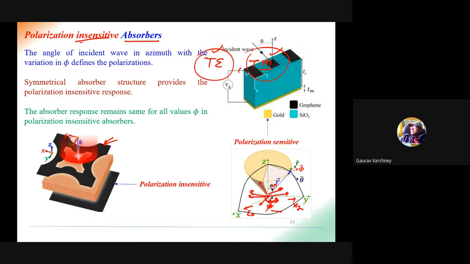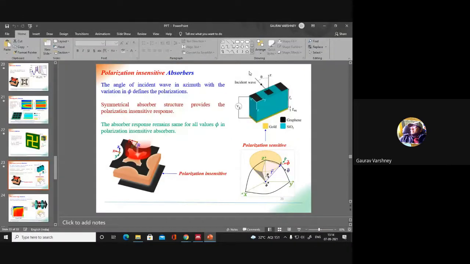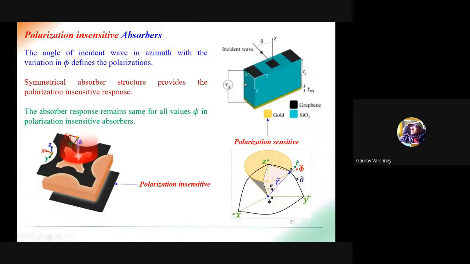And furthermore, one more beautiful example is how we can develop polarization-insensitive devices. This is very easy to understand. You can see this geometry. This geometry has some length. Suppose this is the x-axis and this is the y-axis. So what will happen?